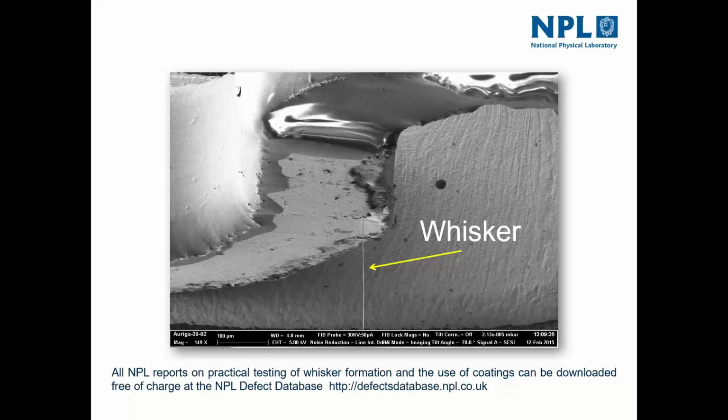And these very dramatic photographs were taken as part of an NPL project and also featured in the NPL defect database. But that's a short, a direct short, between two surfaces that were not conformally coated. And you can see it. That's a tin whisker short, very prominent in this particular image.